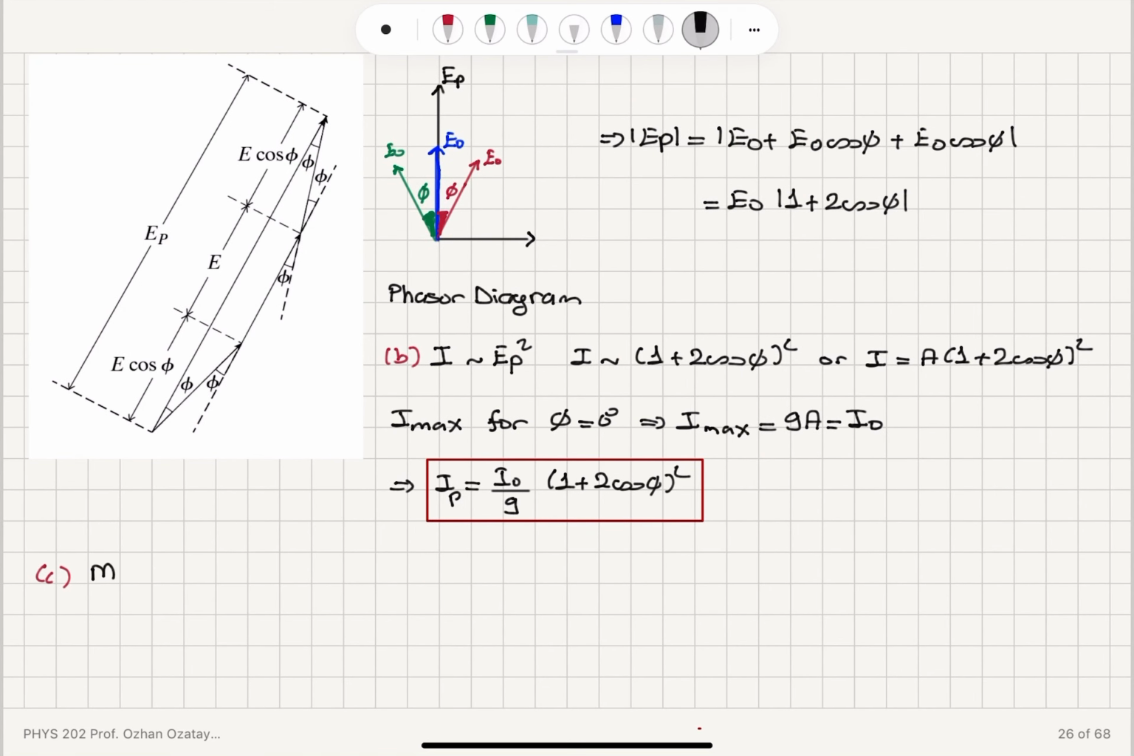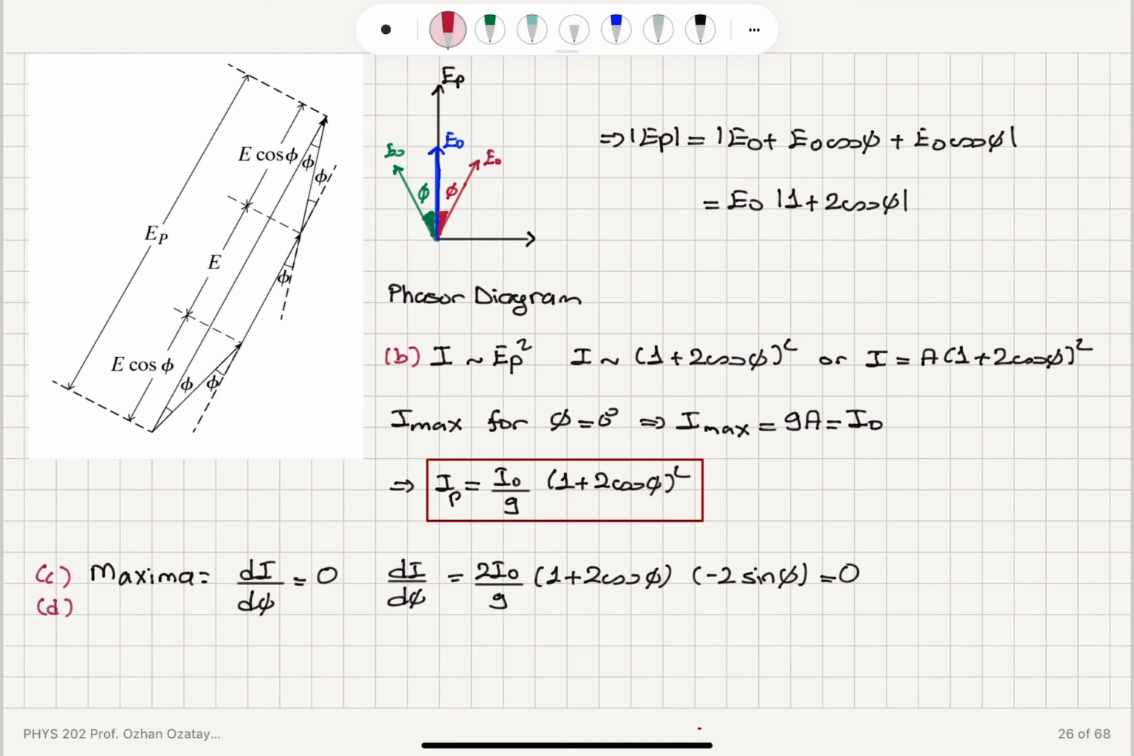For maxima, since it's an extremum point, we require the derivative of intensity with respect to phi to be equal to 0. So what is the derivative of intensity with respect to phi? It is 2I0 divided by 9, times (1 plus 2 cosine phi), multiplied with the derivative of 1 plus 2 cosine phi, that is minus 2 sine phi, and this has to be equal to 0. And let's also do C and D together.